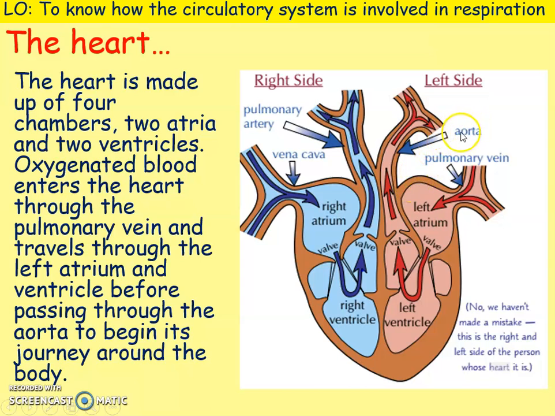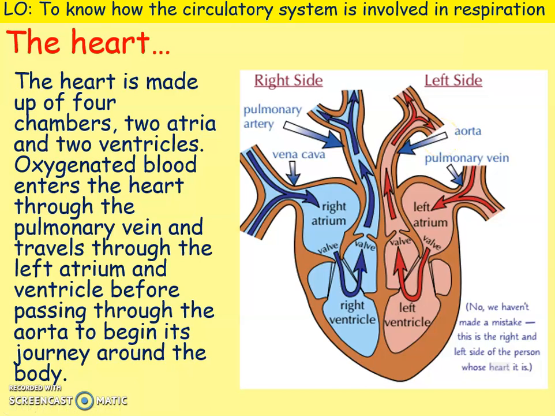We're going to start here with the aorta. The aorta is a blood vessel that sends the blood out and around the body. All of the blood on the left side of the heart contains oxygen. That's because the blood comes in from the pulmonary vein, pulmonary meaning from the lungs. So the blood comes in here, it goes into the left atrium, it passes through a valve, down to the left ventricle, up through another valve, and up and out to the body via the aorta.